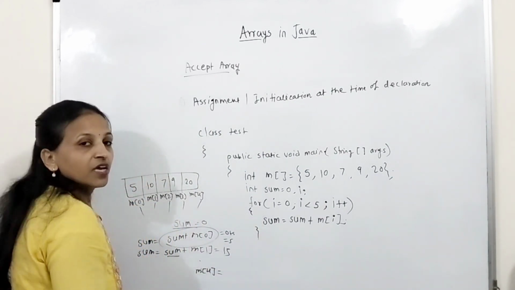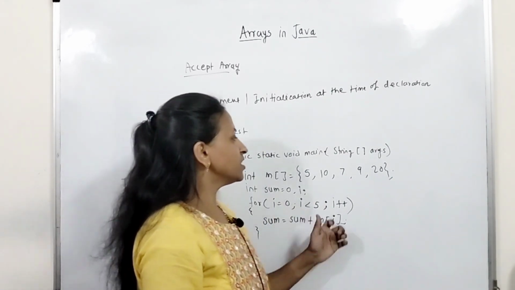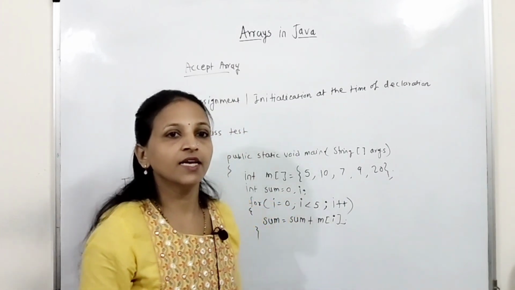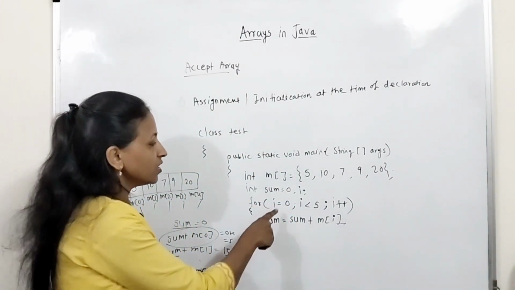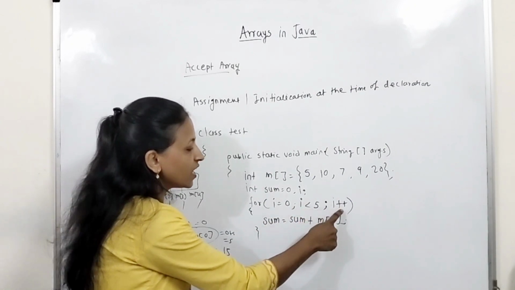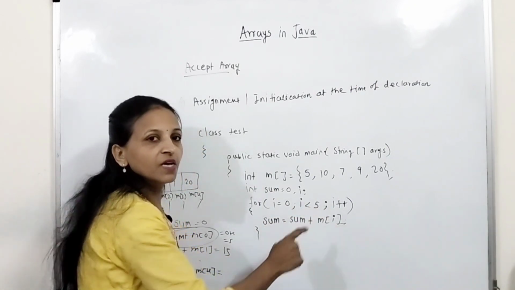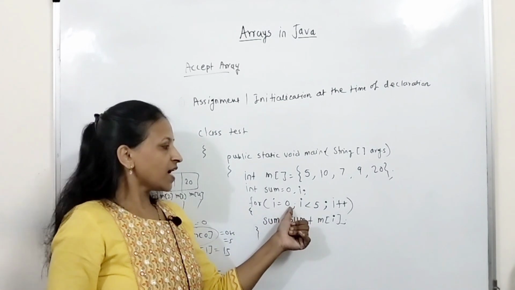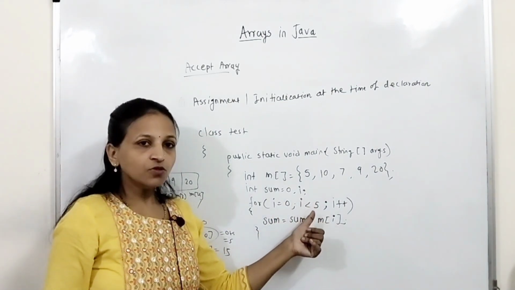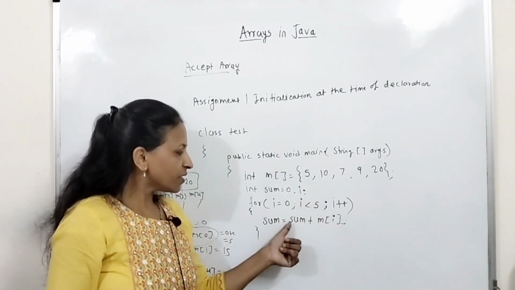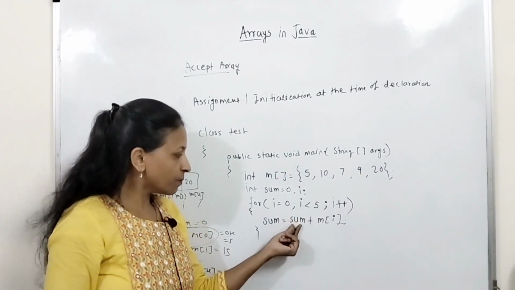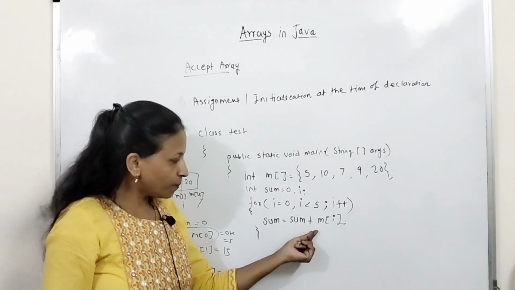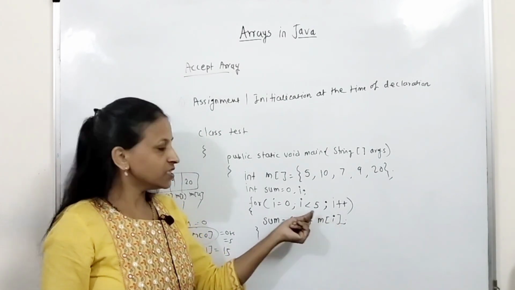See, in this way we can do addition of all those array elements with the help of loop. See, i equal to 0, i less than 5, i plus plus, sum equal to sum plus m of i. Initially i is 0, condition is true, control will come inside, sum equal to sum plus m of i. Here first the right hand side will be executed. Sum is initially 0, 0 plus m of i, where i is 0 initially.